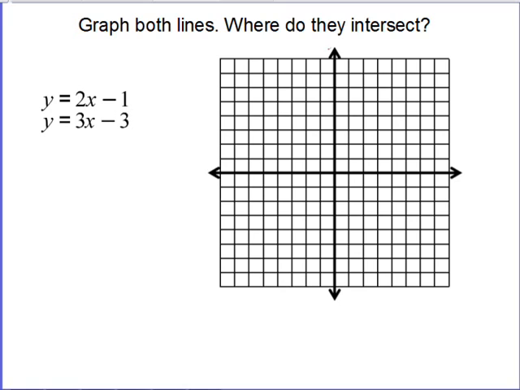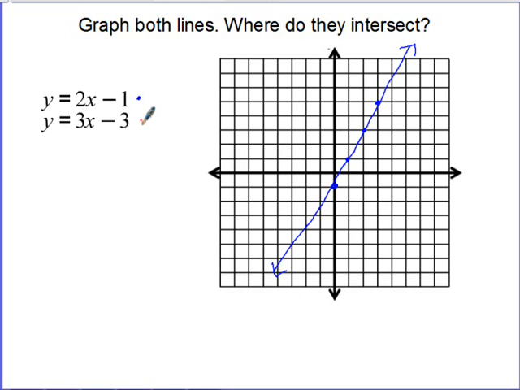Alright, we've got two lines here, and I want you to go ahead and graph both of them. So I'm going to graph this first one in blue, y equals 2x minus 1, so minus 1, and then it'll go up 2 over 1, up 2 over 1, up 2 over 1. And that gives me that line right there. Again, please draw these with a straight edge so that yours look better than mine.